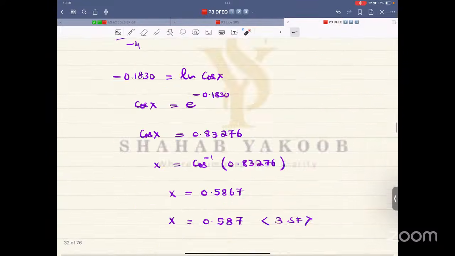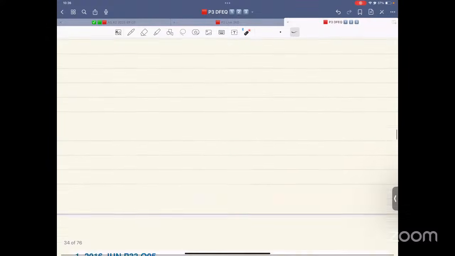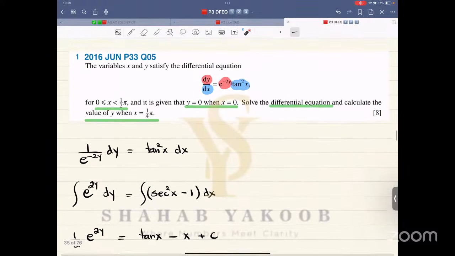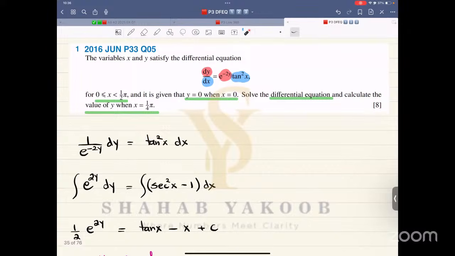This is the same kind. I'm looking for something else, something to do with exponential. The variables x and y satisfy the differential equation. So this is, let me highlight it. So dy and e raised to the power of negative 2y, that becomes e raised to the power of 2y dy.